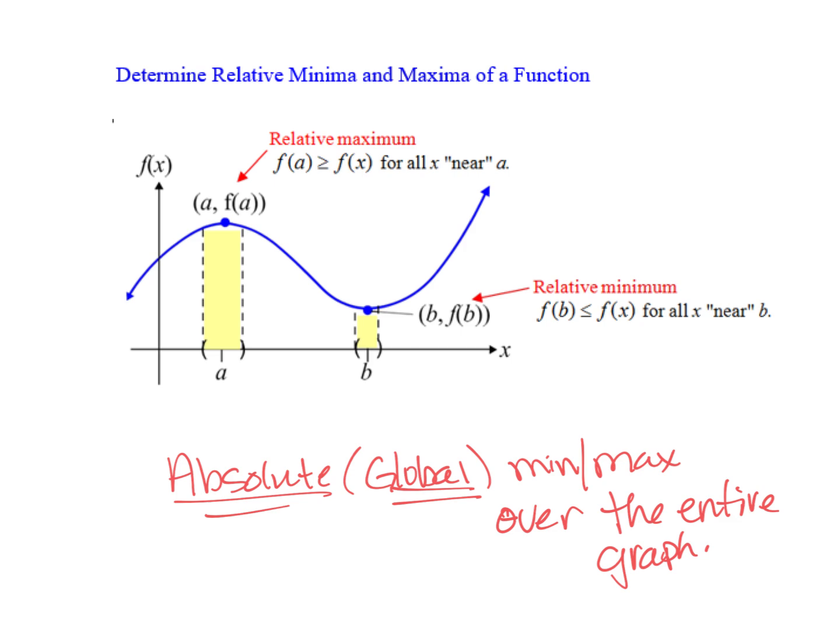The relative, or sometimes you'll hear them referred to as local, are those that we find over this smaller area. Lots of times these are going to be our turning points. Every turning point is a relative minimum or maximum. So that's how you have to describe them.